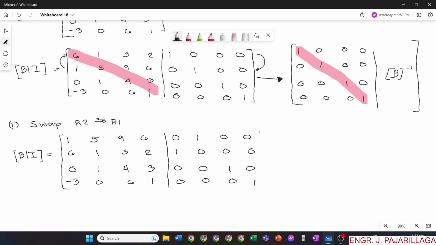Eh, teka muna. Di ba sabi ko nung unang sample problem is dapat itong first column is naka-arrange from highest value to the lowest value. Okay? So, kung ganun pala, hindi applicable. So, sabi ko nga sa inyo nung unang video, that is ideal. Okay? That is advice, but not necessary.